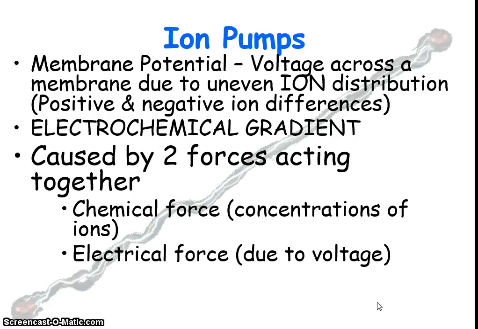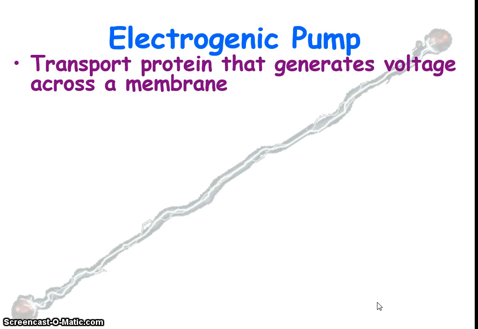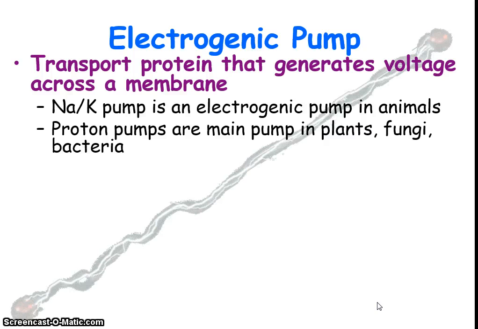So what happens in the case of ion pumps is that they're setting up this electrical potential. Any kind of protein that generates voltage is called an electrogenic pump. So the sodium-potassium pump would be an example of this. And another good example of this would be proton pumps. The mitochondria inside our cells actually contain a proton pump where they pump hydrogen across a membrane. Hydrogen ions are protons.